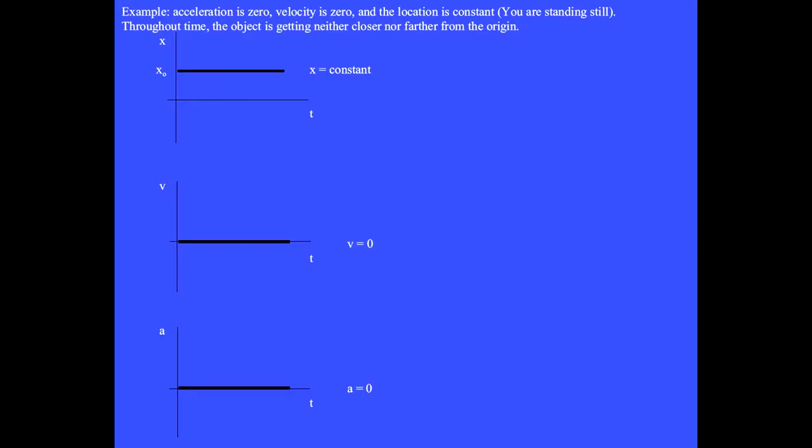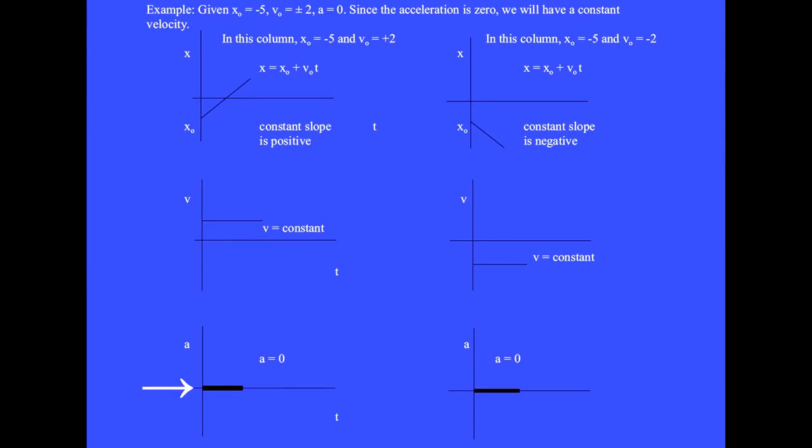In the simplest example, the object is motionless. Its acceleration is 0, its velocity is 0, and the location is constant. Throughout time, the object is getting neither closer nor farther from the origin. In this example, the acceleration is still 0, but the velocity is constant. In this plot, that velocity is positive. But in this plot, that velocity is negative.